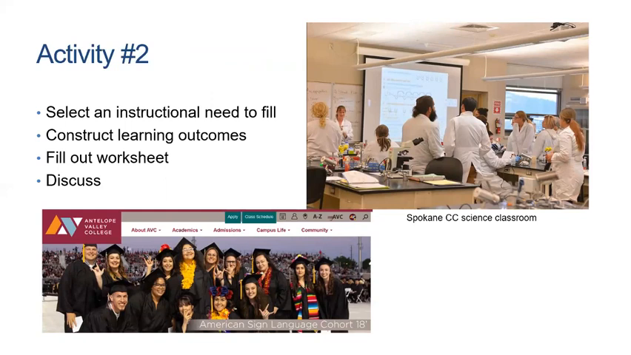We're up to activity number 2. So back to your activity sheet. Activity number 2 is the next page in your activities sheet. I would like you to do some thinking now about what you know about Spokane Community College and Antelope Valley. And based on what you know about the programs and the types of students that are there, pick some kind of instructional need that you might want to fill if you're in there in that library.